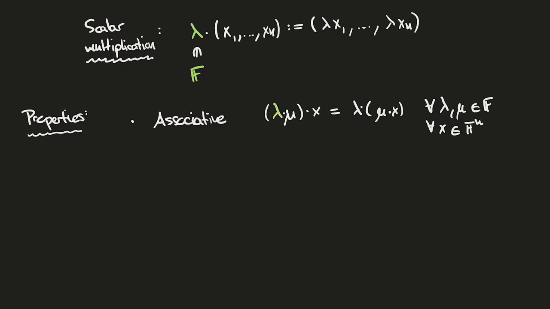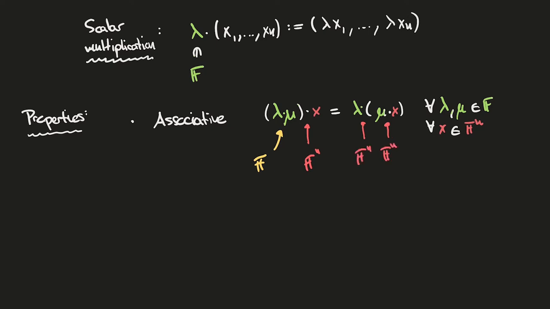Here we have to be careful again because these lambda and mu's live in the field F, while this element x lives in Fn. And this means that this multiplication here is not a scalar multiplication, but actually multiplication in the field F, while the other operations, so this multiplication here is scalar multiplication in Fn, and this multiplication are also scalar multiplications in Fn.